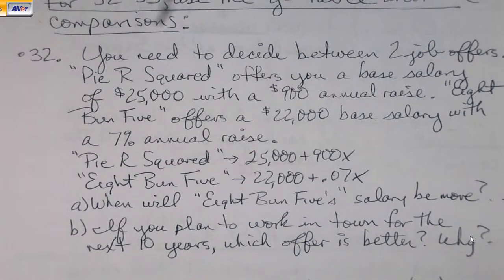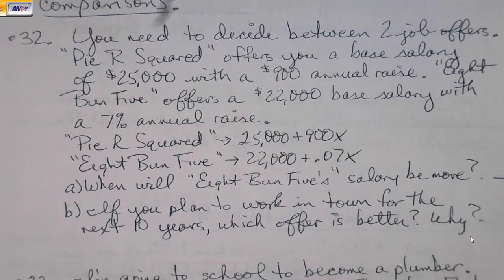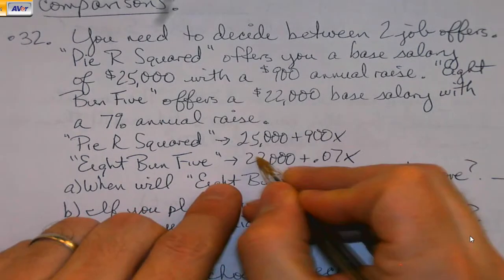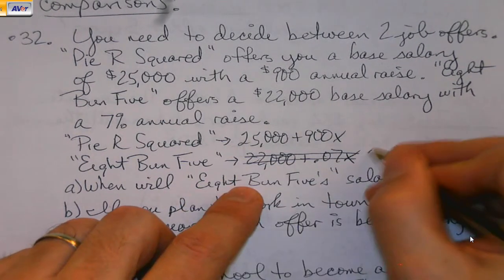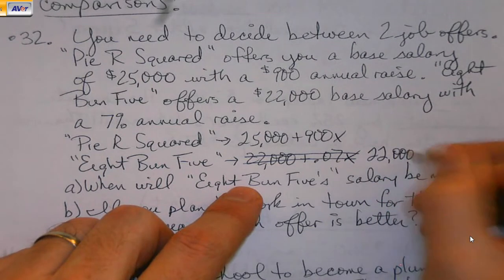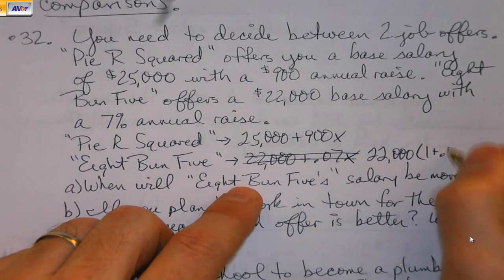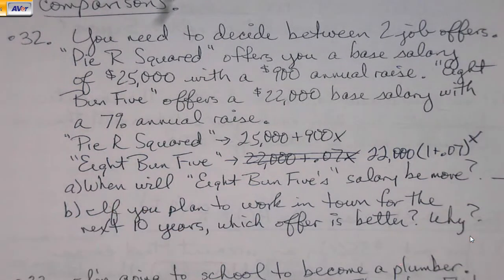And finally, I am going to do the two on the back with you, just because there were some issues on that other quiz, and I want to make sure we got this. And it'll show up again on the review tomorrow anyway. Okay, we need to decide between two job offers. Pi r squared offers you a base salary of $25,000 with a $900 annual raise. 8 bun 5 offers a $22,000 base salary with a 7% annual raise. And again, we're making the adjustment on 8 bun 5 because Harty boneheaded putting the equation in here. That's what it should have been.